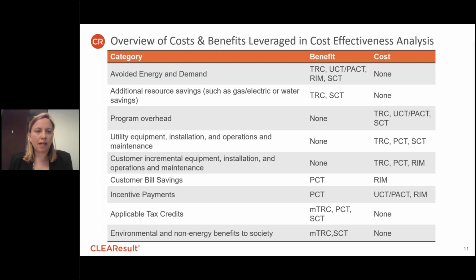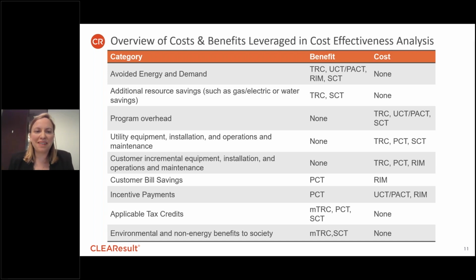Another input we look at is additional resource savings. This one is not used as commonly, but what we're talking about there is, for example, if you are a gas utility and you have a measure in one of your offerings that also generates electric and or water savings, in some jurisdictions, you can account for the benefit of those additional savings, even if you are a gas utility driving electric or water savings.